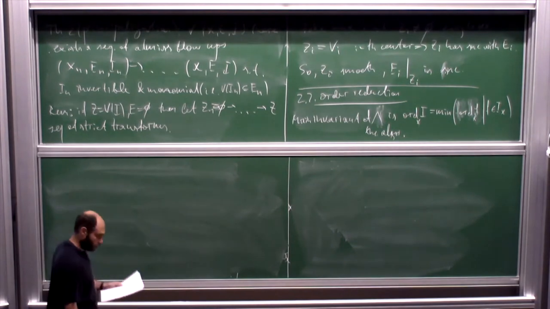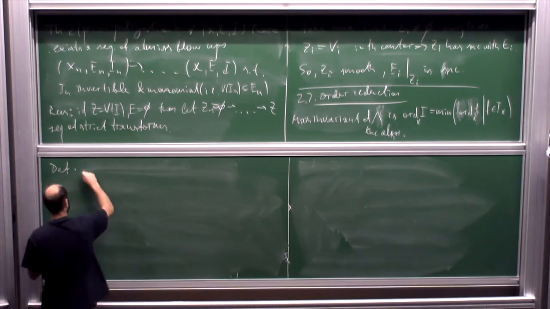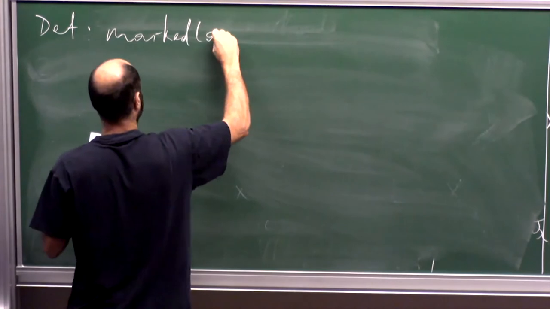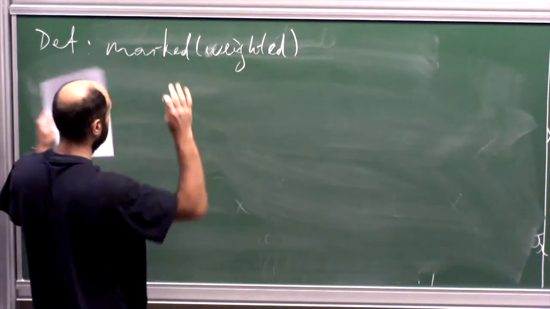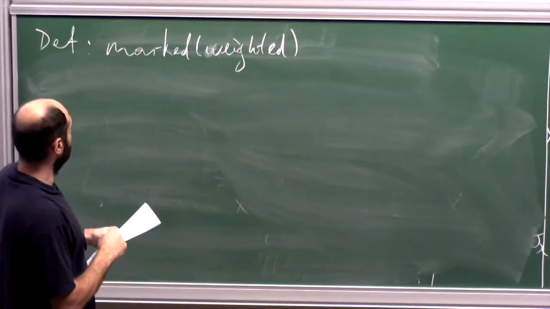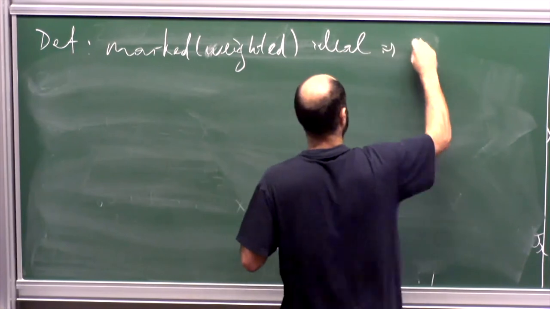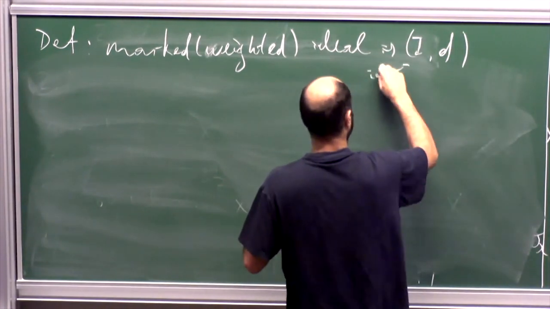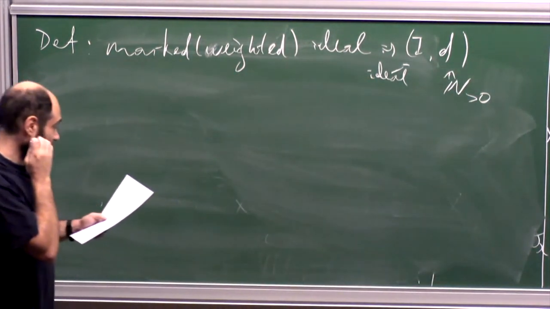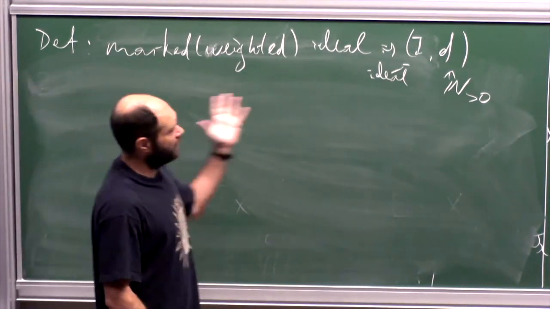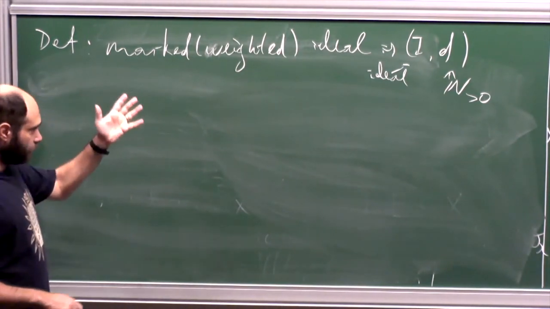Now, let's give a definition: marked, or order, or maybe weighted ideal. I would definitely prefer weighted, but people coined the word marked, so now it's always a marked ideal. It's just (I, D), where I is an ideal and D is a number which is larger than zero. It will be just a formal combination of the two, but I don't pretend to give any deep meaning to this.